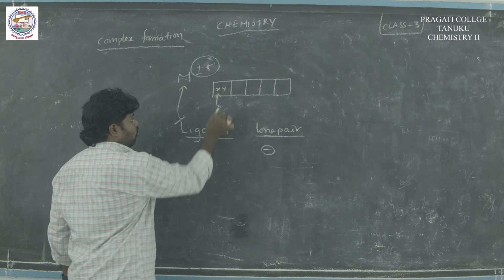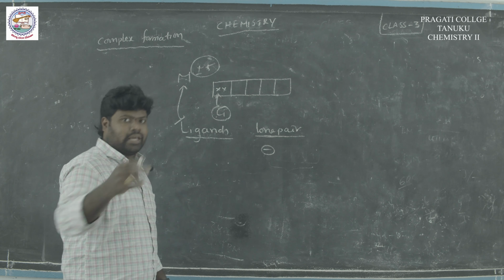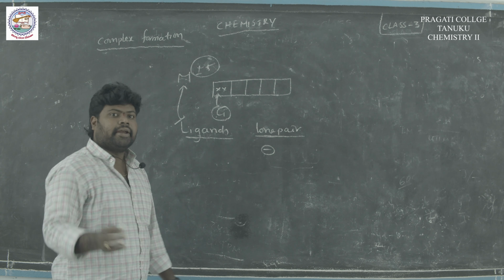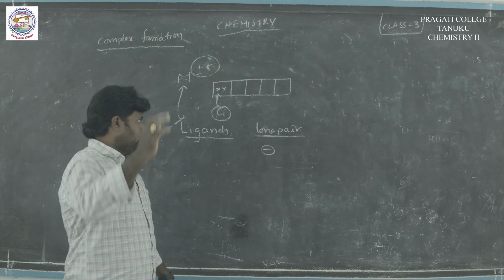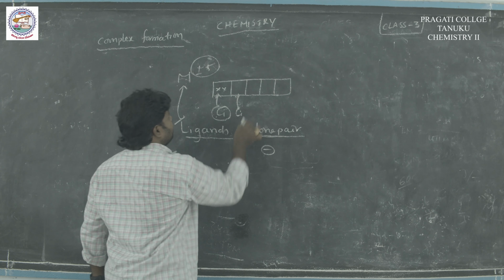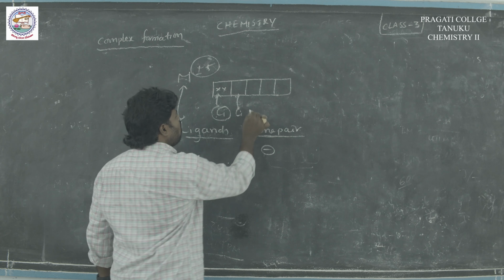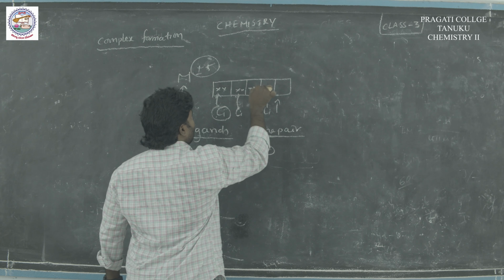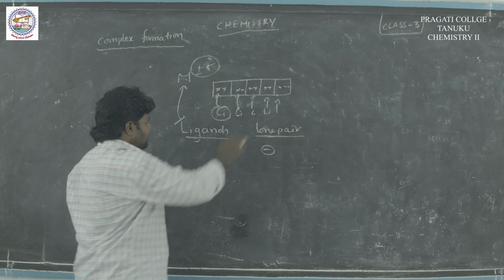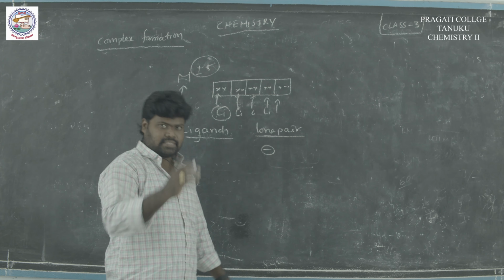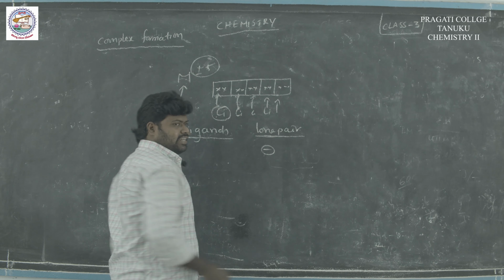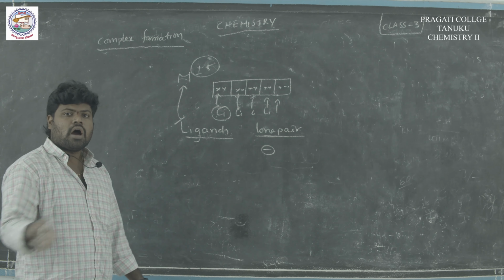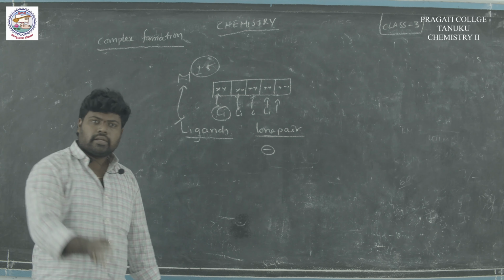Then one element contributes the two electrons, that means donates a pair of electrons, and a bond is formed. That bond is called a dative bond or coordinate covalent bond. So ligands form coordinate covalent bonds with the metal. All the bonds formed are coordinate covalent bonds. This type of compound is called a complex. These complexes contain all coordinate covalent bonds.